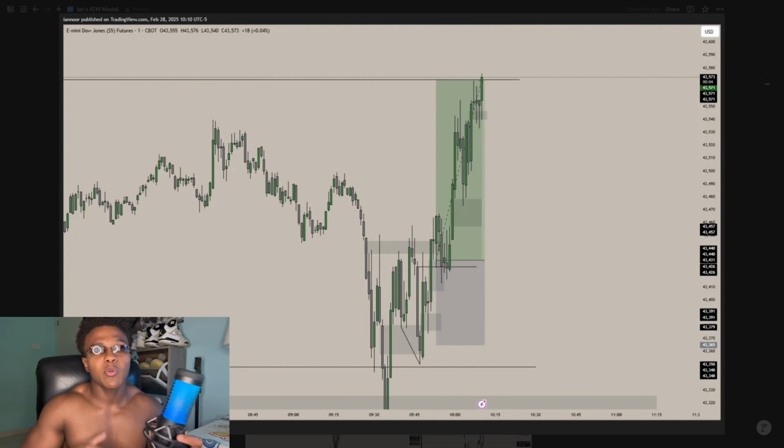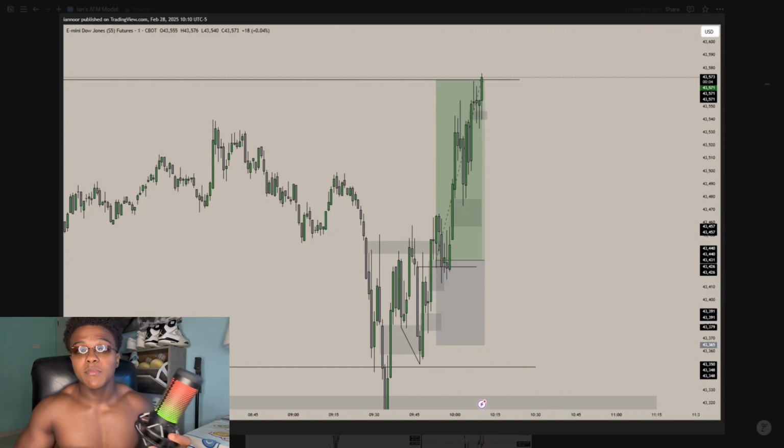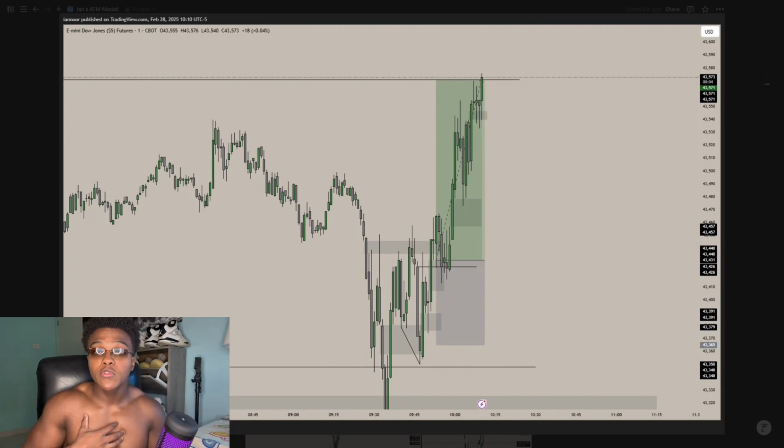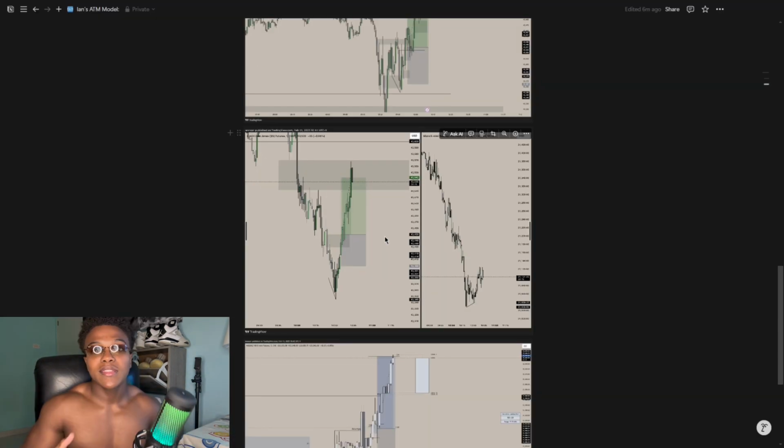I don't know if we took out London highs, but we took out, I think, an unmitigated 15. We traded into an unmitigated 15-minute PD array, and that's exactly where my 2-to-1 was. So it was perfect, and boom, just really nice. That's basically how I frame my trades, guys. Everything needs to be aligned, and then looking for lower time frame confirmation, and I just enter. Stop hesitating, stop thinking too much about it.